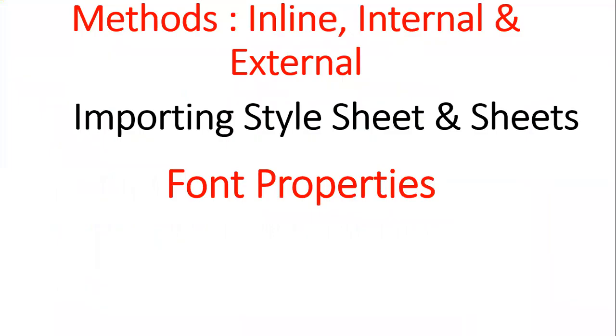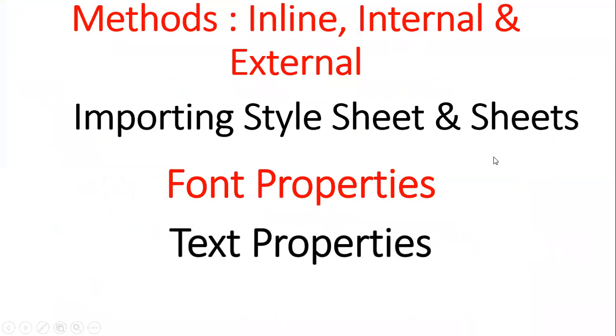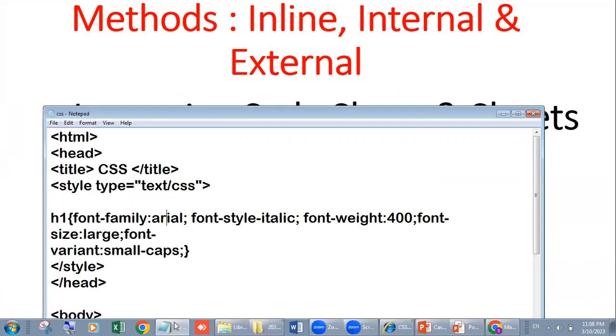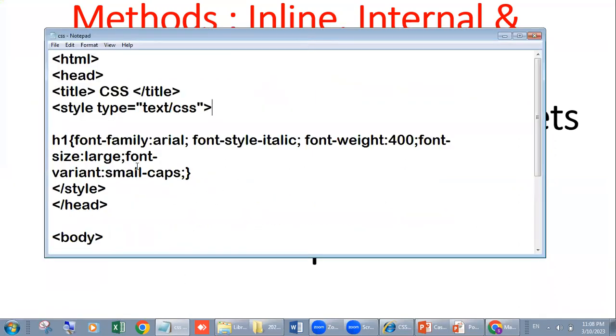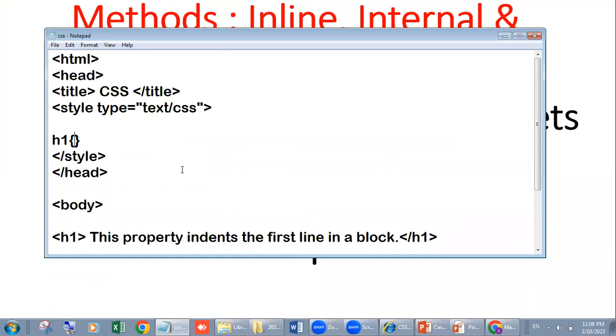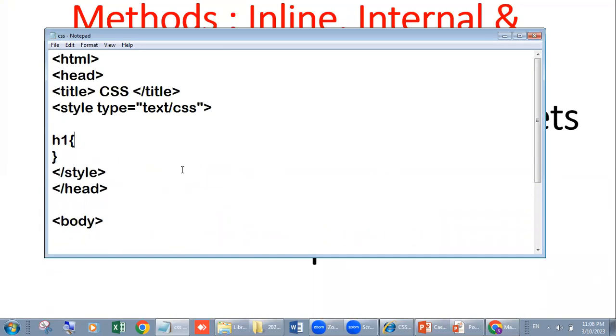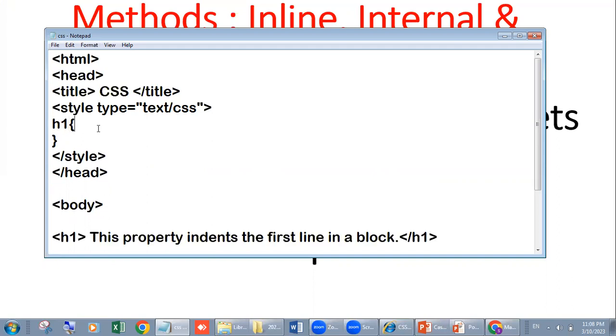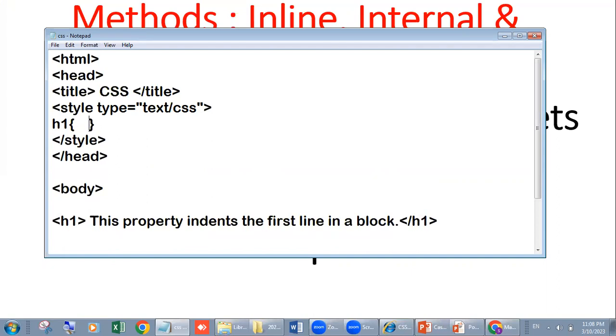Now next is text properties. Like font property, we can define our text properties as well. And to use this, let's move on. In text property, you just change the options which we are going to use. Same way, style type, text and CSS, then values and curly braces.